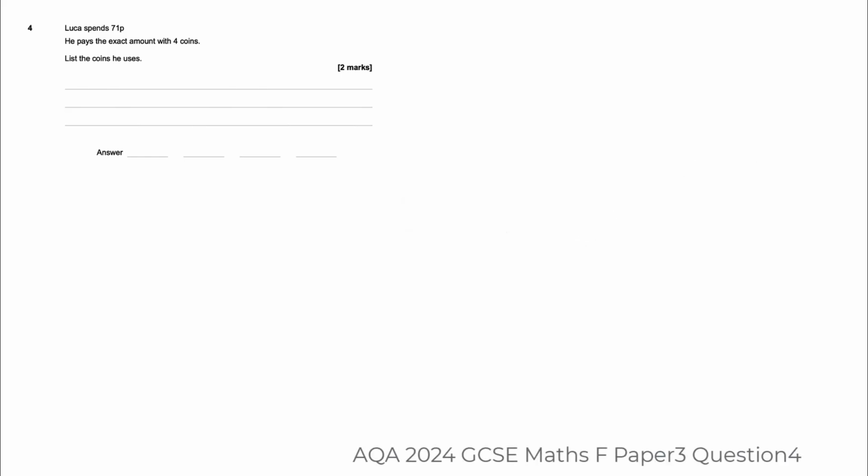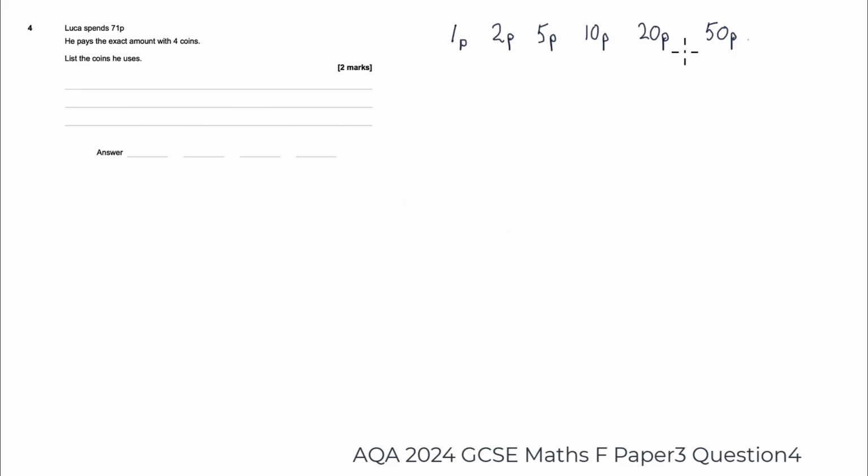Well, here's question 4. And we're told that Lucas spends 71 pence and he pays the exact amount with 4 coins. We've to list the coins that he uses. Now, it might be helpful to write down all the coins that he might be using. There's a 1 pence, 2 pence, there's 5 pence, there's 10 pence, there's a 20 pence, 50 pence, and we certainly don't need a pound coin because that's more than he's spending.